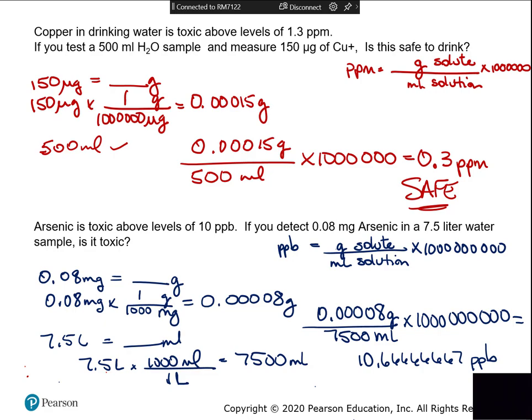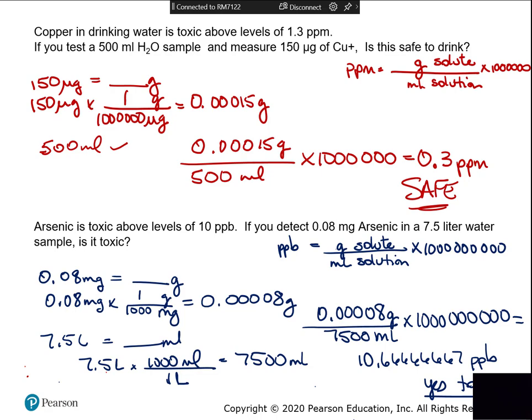So yes, it is above the limit. Arsenic is toxic above 10 parts per billion. So yes, this is toxic. It would not be safe. They'd have to do a remedy to try and bind and remove the arsenic from that water sample before it would be safe to drink.